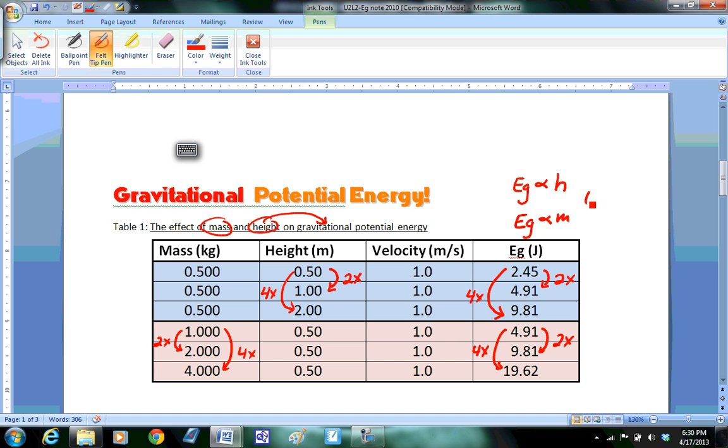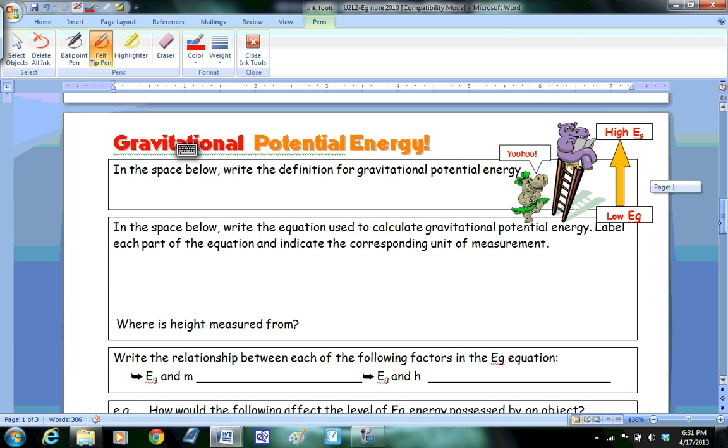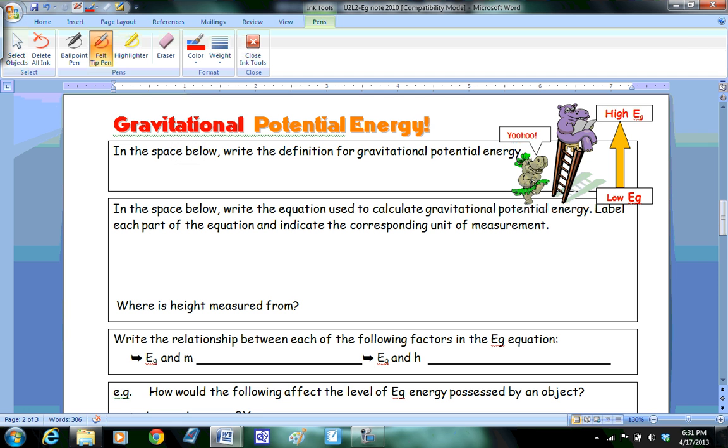Now what we're going to do is bring these two together, and we can see that gravitational potential energy is directly proportional to mass and directly proportional to the height. So based on this, we can develop an equation. So I'll go down here, and this is the note that you have in your workbook. So first thing we're going to do is define what gravitational potential energy is. So remember, EG is the energy an object has due to its height above a reference point.